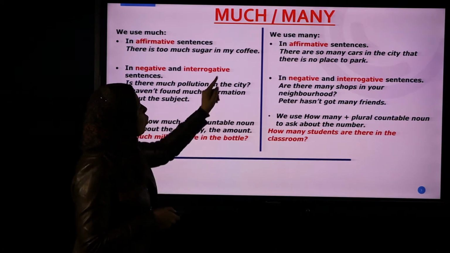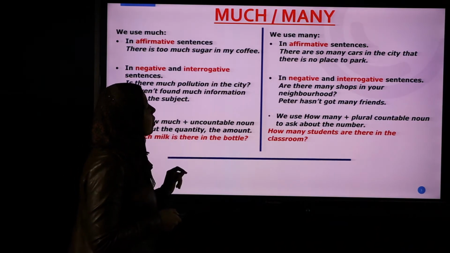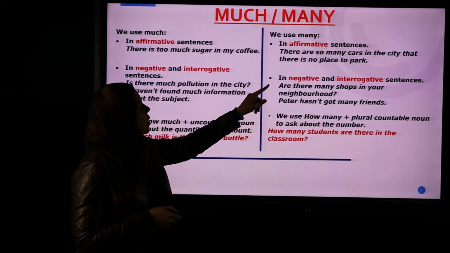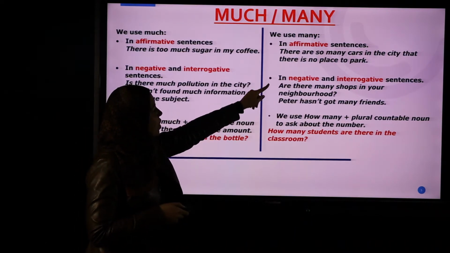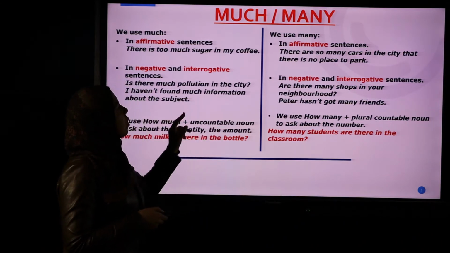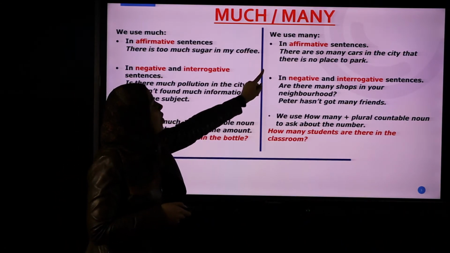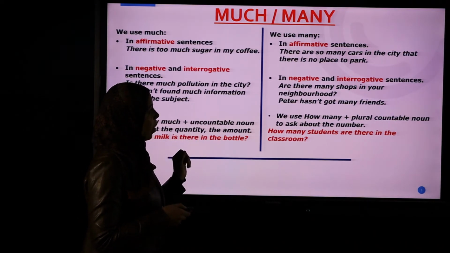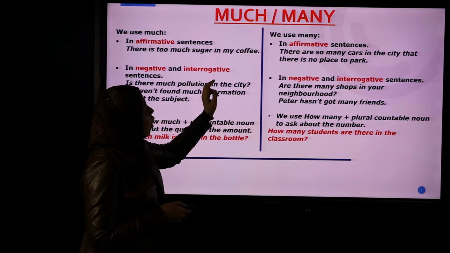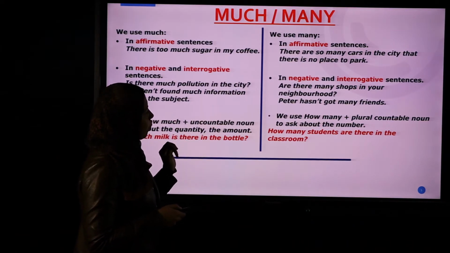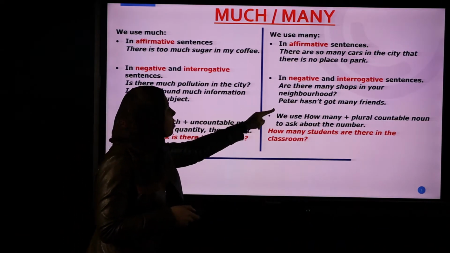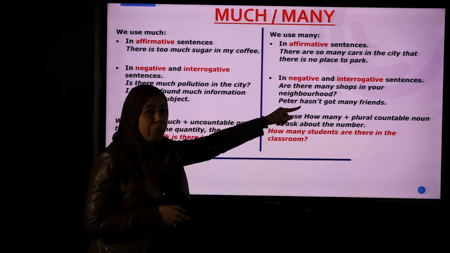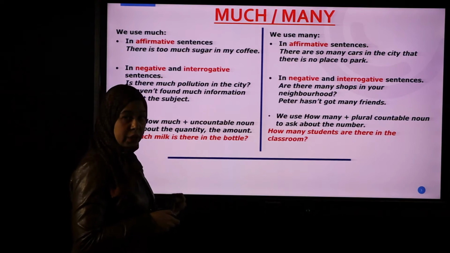Many. We use many in the affirmative sentence, like when we say, there are so many cars in the city that there is no place to park. So here we used there are with many because we are talking about cars. Okay? Then in the negative form, like when we say, Peter hasn't got many friends, I used here many with friends because I can count his friends.